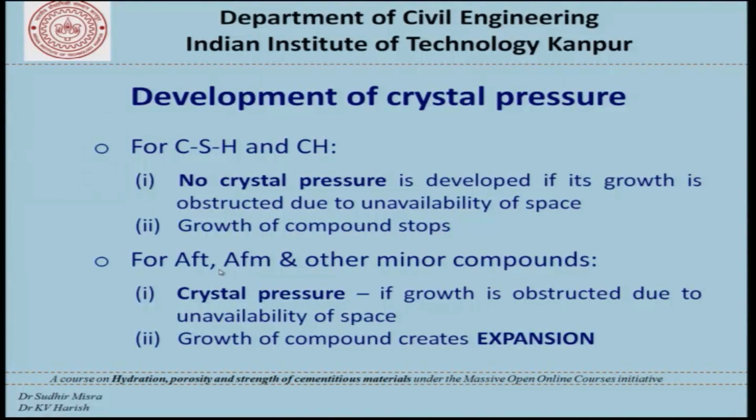But in the case of ettringite or monosulfoaluminates and other minor compounds, they develop crystal pressure. They do not develop crystal pressure if sufficient space is available. If sufficient space is not available, they create a lot of crystal pressure, and this could lead to tensile stresses developed in concrete, and hence you will have expansive stresses leading to cracking.